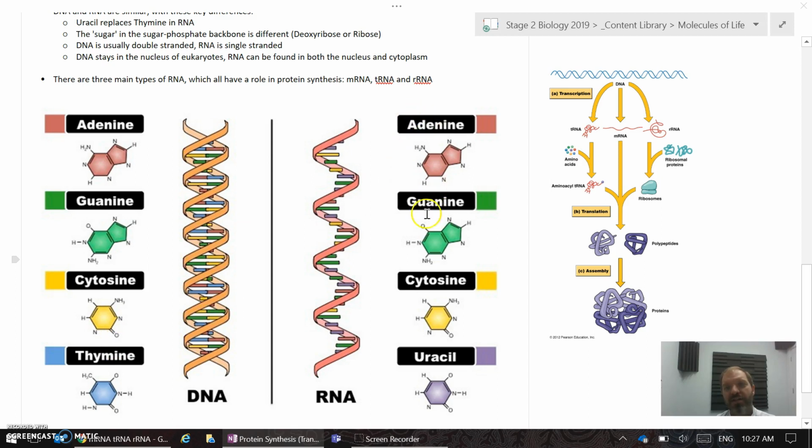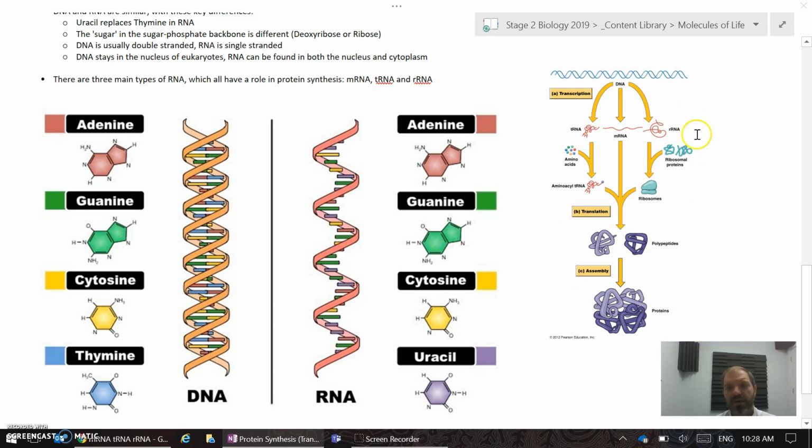On this side we have A, G, C and U. So uracil replaces thymine. And so uracil has the same base pairing. It base pairs with adenine. So A and U go together, C and G go together. Next, quite obviously, DNA is double-stranded and RNA is single-stranded, although it can wind round and bind to itself. And the last one is that where there is a nucleus, the DNA will stay in the nucleus, whereas RNA is made in the nucleus and then travels to the cytoplasm in eukaryotes.